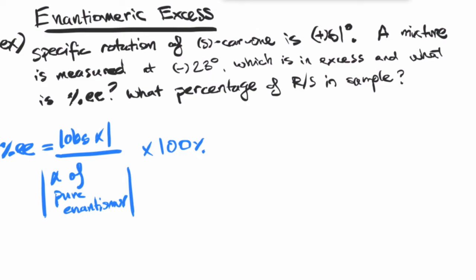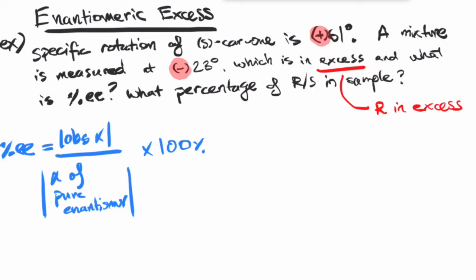So first off, which is in excess? Since we stated that the S enantiomer has a positive number, but the overall reading of this mixture is negative, that tells us that the opposite enantiomer, the R enantiomer, is dominant. It is the one in excess. Okay, the next question is, what is the percent EE? So how much in excess is the R?